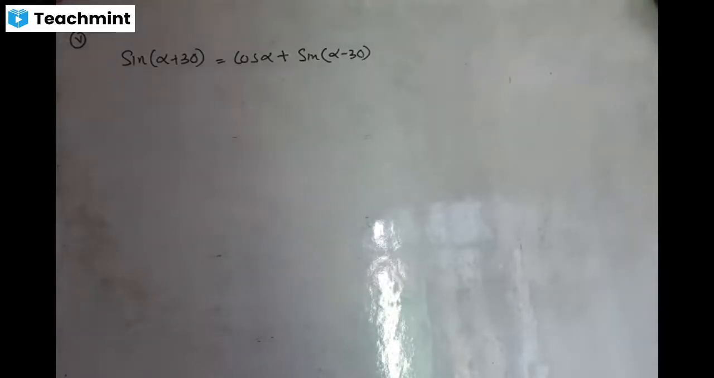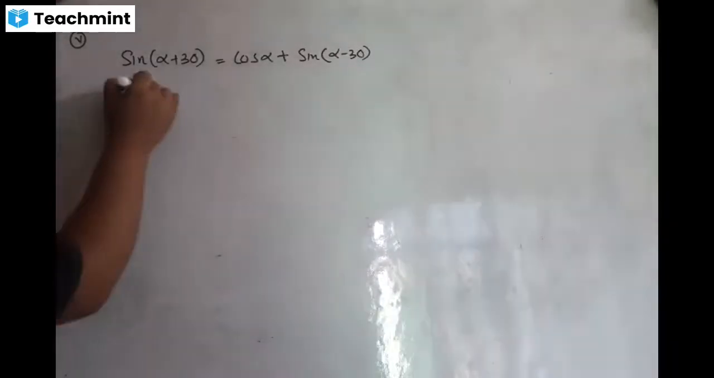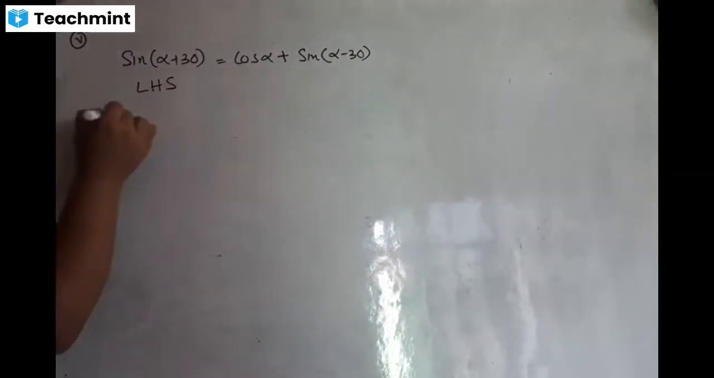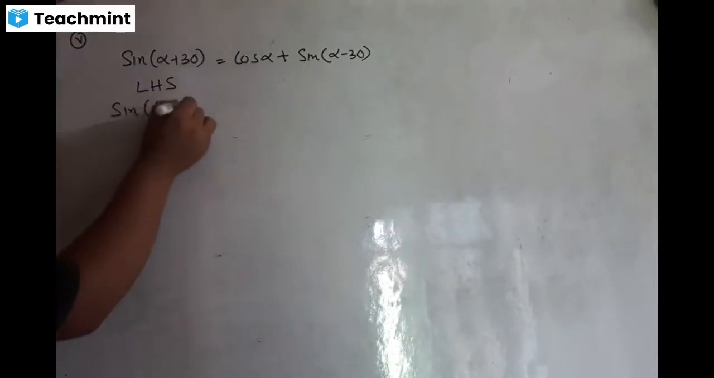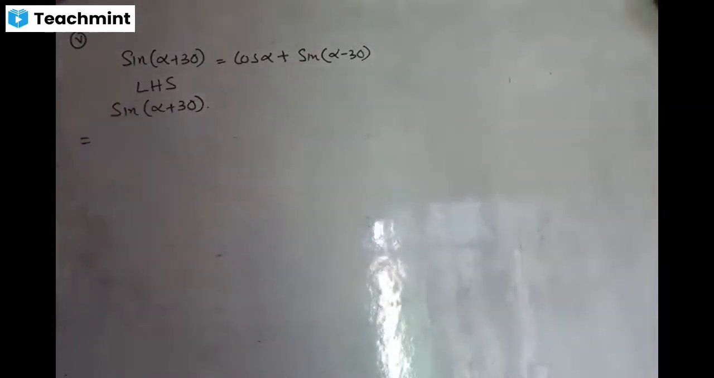Whenever you're solving a trigonometric identity, always start with the left hand side. LHS equal to RHS. So LHS, sine alpha plus 30. Now Divyakshu, look at this. Sine alpha plus 30. When are you going to use the formula which I have given you, that is called compound angle? Whenever there is a plus or a minus sign between two angles, then we use the compound angle formula. So this is sine A plus B.